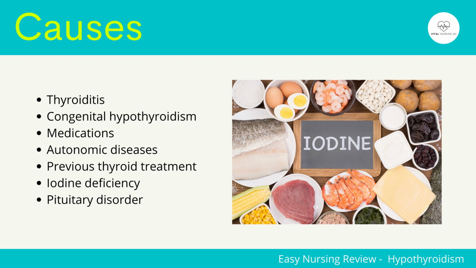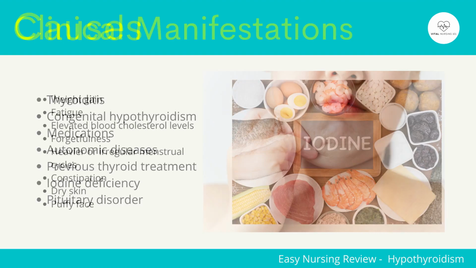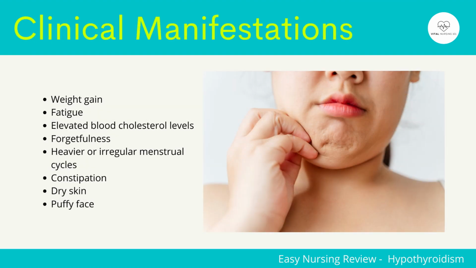Pituitary disorder. The failure of the pituitary gland to produce thyroid-stimulating hormone, which interferes with the release of thyroid hormones in the bloodstream. Now, let's go over the clinical manifestations. The signs and symptoms of hypothyroidism may not appear immediately but develop slowly and gradually over time. The signs of hypothyroidism include the following.